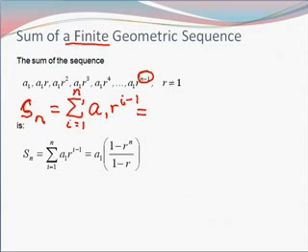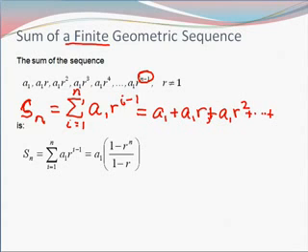And what does that look like written out? That'd be a1 plus a1 r plus a1 r squared plus, we'll skip to the last term, a1 r to the n minus 1. And remember, in this case, r does not equal 1.